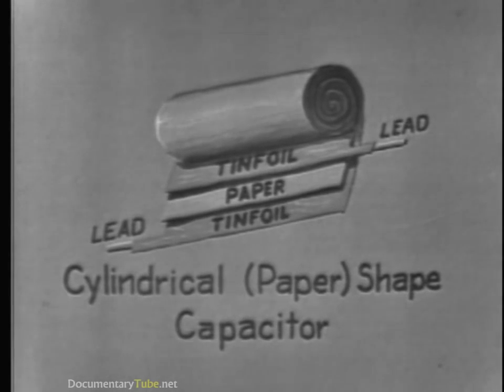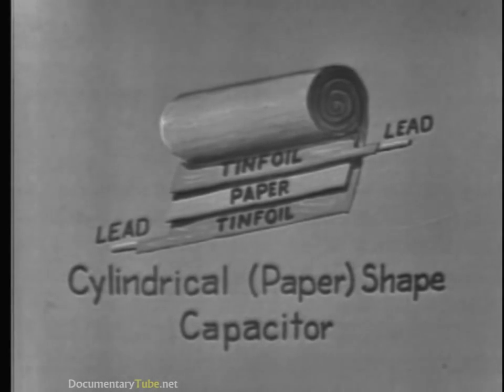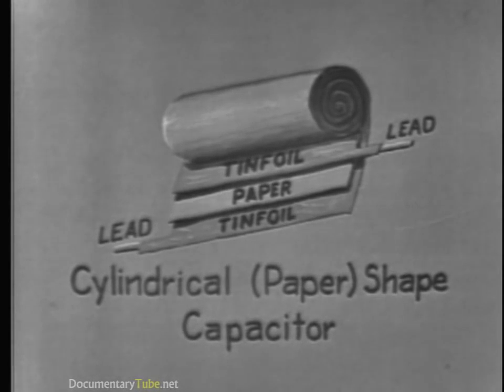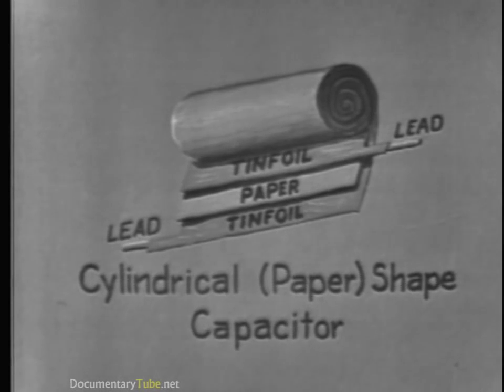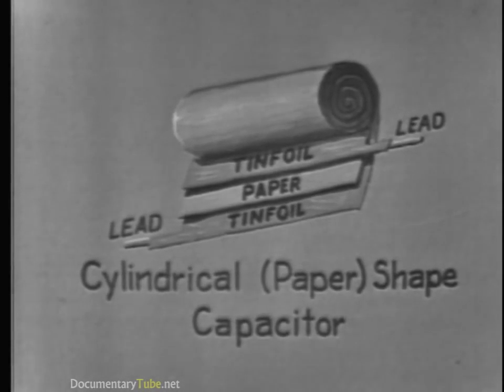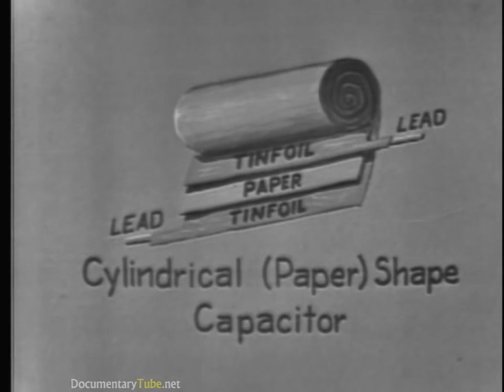Probably the most common fixed capacitor in use today is the paper dielectric capacitor. The reason it's very common is its low construction cost. Here's how it's constructed. Two layers of tinfoil separated by a layer of paper rolled into a cylindrical shape. After the capacitor is rolled, it's dipped in melted wax so it will retain its shape. This is a very inexpensive capacitor for the job it can do.